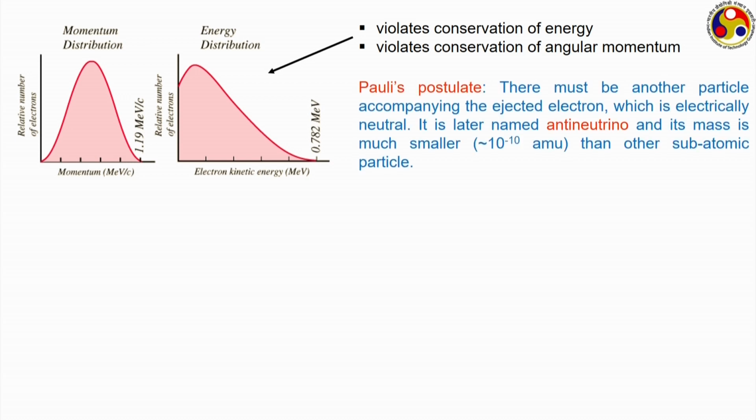That was first postulated by Pauli, who identified a particle which was named neutrino at that time, which also accompanies the ejected electron. It is electrically neutral and its mass is extremely small, of the order of 10 to the minus a mu compared to even the electron. And then if we consider the presence of this neutrino and also the amount of energy released during the beta decay process, then we can get a balance between the mass and momentum conservation, and of course, energy conservation as well.